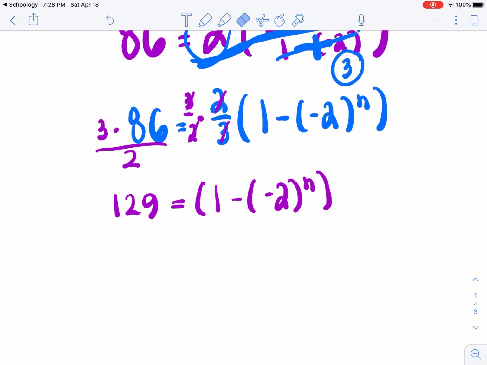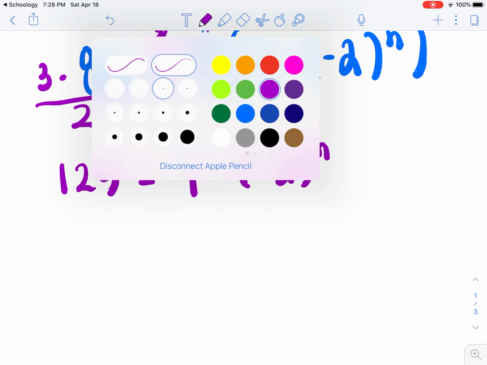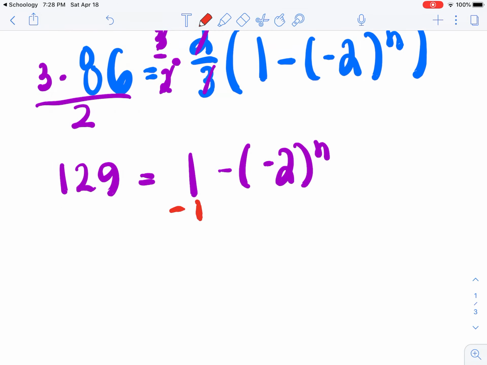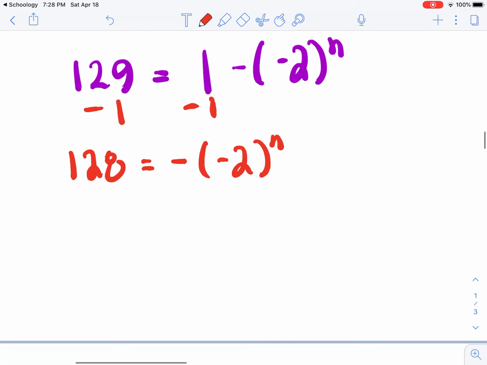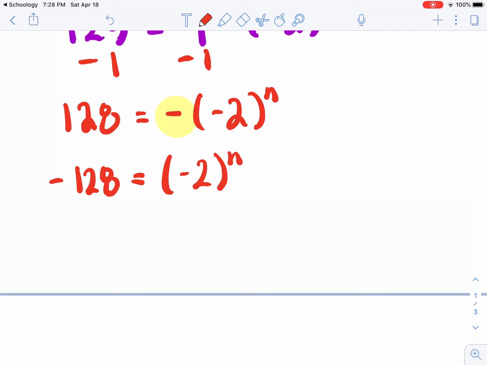Okay, now I'm at the point where I can get rid of these parentheses. Oopsies, these parentheses here, I don't need them. They're not helping me in any way because I'm trying to solve for n right there. Okay, so I'm going to subtract 1 from both sides. I got 128 is equal to negative 2 to the nth power. I need to get rid of this negative here, so I'm going to divide both sides by negative 1. And now it's negative 128 is equal to negative 2 to the nth power.